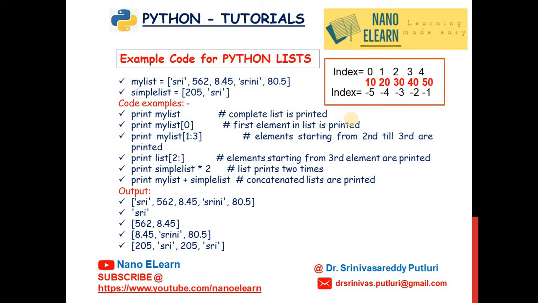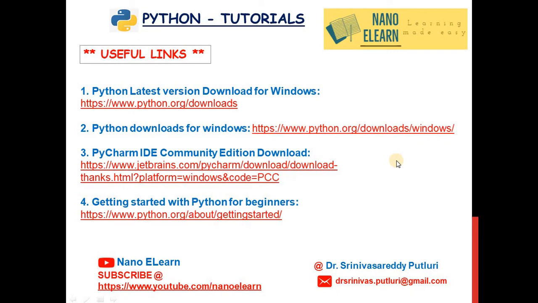Print mylist of 2: starts from the third element in the list and all the elements till the end are printed. Print simple list into 2 lists it 2 times, that is, it prints all the items in the list 2 times. Print mylist plus simple list concatenates the lists and prints the output like below. These are the output values that will get printed when the above code examples are executed. Let us start a practical demo to better understand the list.